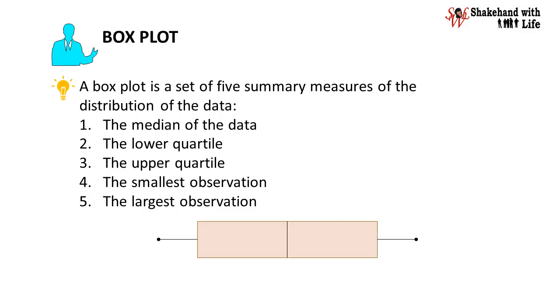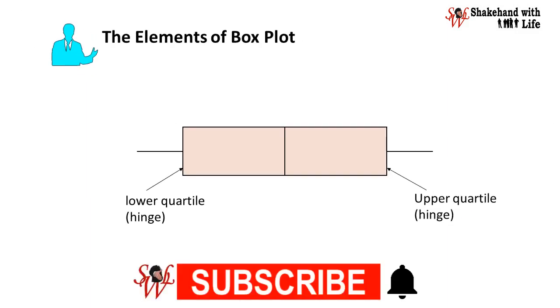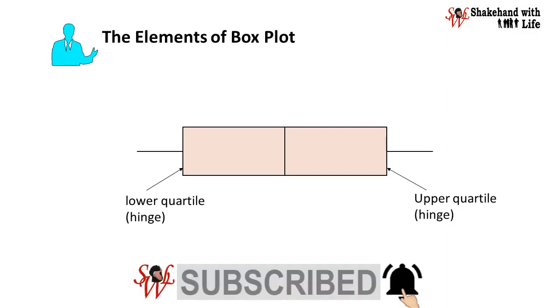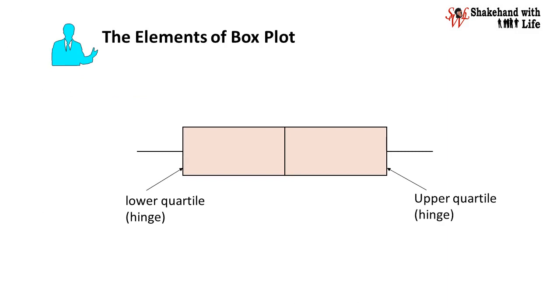First, the median of the data. Second, the lower quartile. Third, the upper quartile. Fourth, the smallest observation. Fifth, the largest observation. The hinges of the box are the upper and lower quartiles, the rightmost and leftmost side of the box. The median is marked as a vertical line across the box.